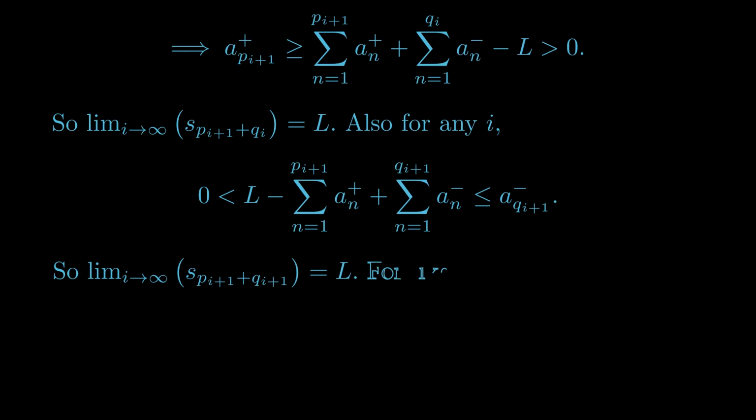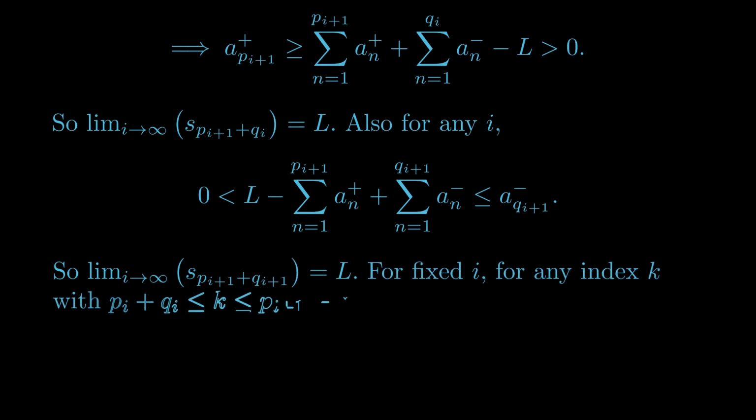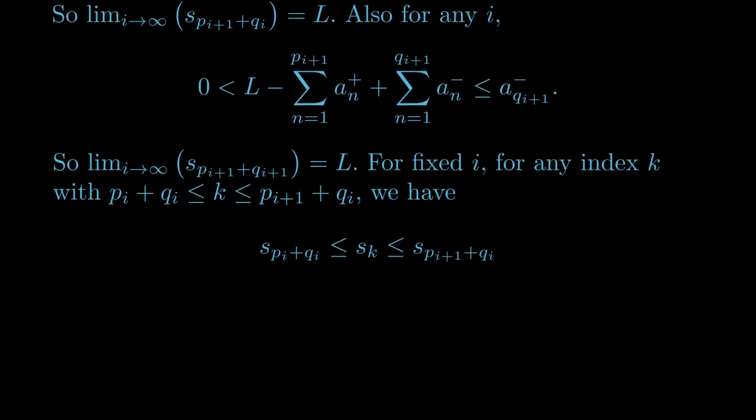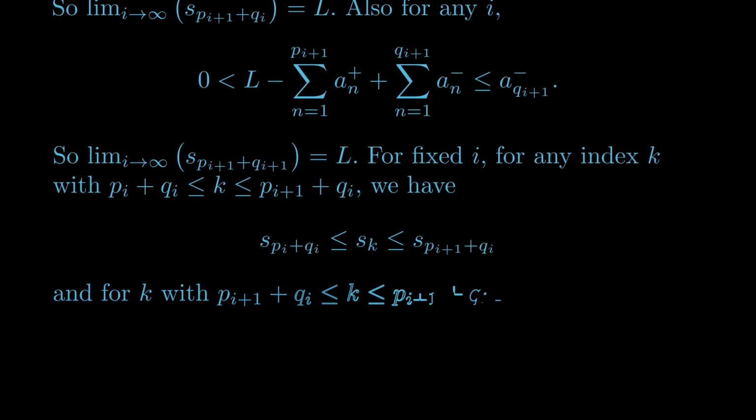In other words, for a fixed i, for any index k in between p_i plus q_i and p_i plus 1 plus q_i, we have that the partial sum s_k is bounded between the partial sums for each of these indices. And if we have an index k that's in between p_i plus 1 plus q_i and p_i plus 1 plus q_i plus 1, then our partial sum s_k is bounded between the partial sums with these indices, this time in the opposite direction, because the values of our partial sums are decreasing as we progress from an index of p_i plus 1 plus q_i up to the index p_i plus 1 plus q_i plus 1. So in either case, we get this bound.